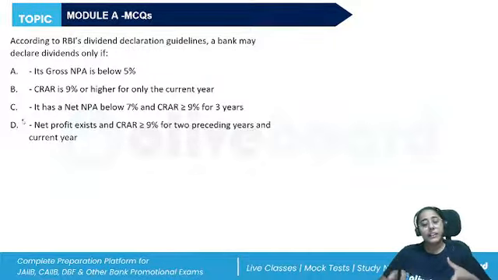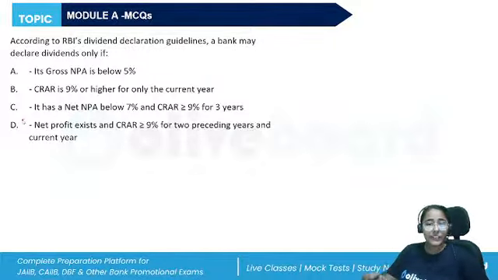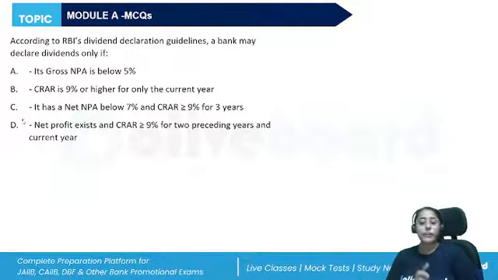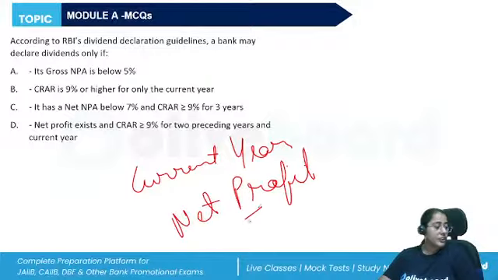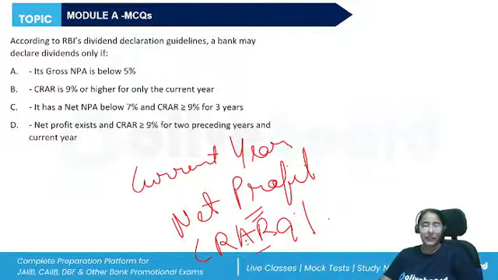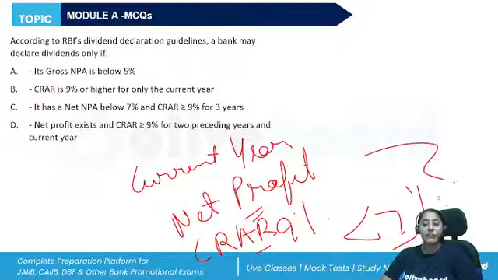So the banking companies will be eligible to declare dividends only when they comply with the minimum prudential requirements. First, the proposed dividend should be paid only out of the current year's net profit. This is the first provision. Second, the bank should have CRAR of at least 9% minimum. More than that, even better. And the net NPA should be less than 7%. If these two things are not followed, then the banks cannot declare the dividend.